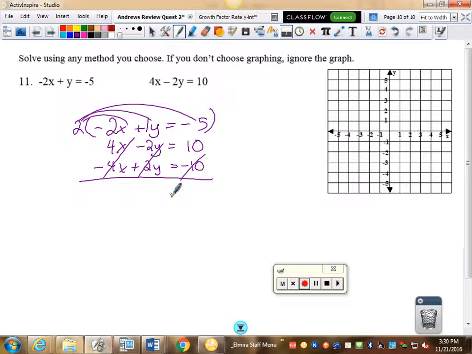But my point is, on the last problem, it's possible to use any of your solution methods. Probably what most of you will choose is elimination, because that's what I would pick. If you don't choose solve by graphing, you may ignore the graph. You don't have to pay any attention or use the graph at all unless you are solving by graphing. Good luck on the quiz, and I'll see you next time.